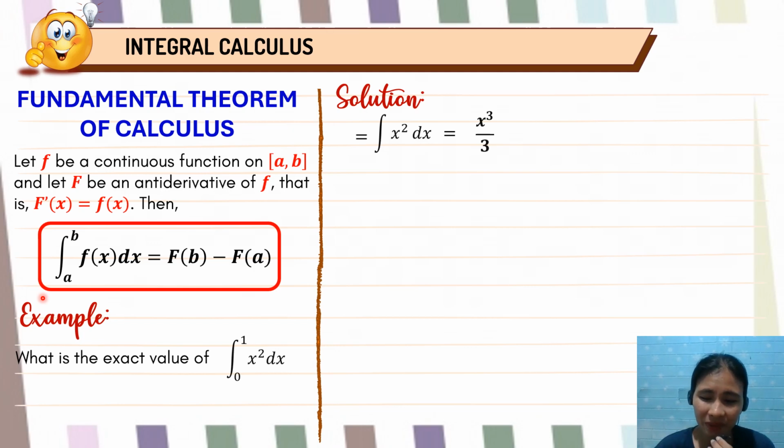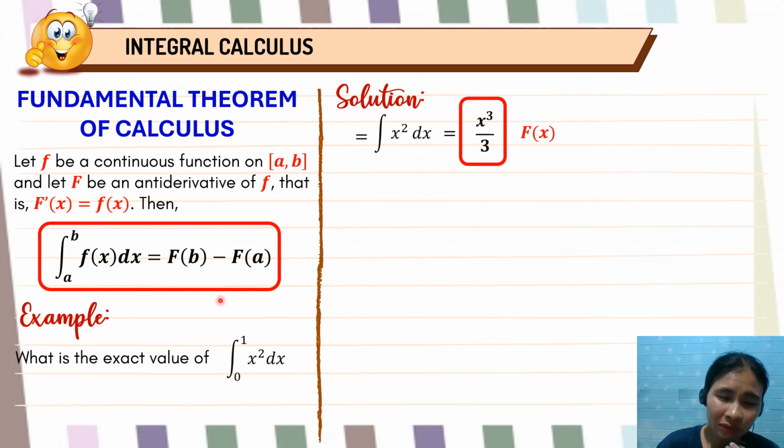Now, there is already a process. Please watch my other video on finding the antiderivative of polynomial functions. It is just adding 1 to the exponent and then dividing by the new exponent. Since 2 plus 1 is 3, the new exponent of x is 3, and that also becomes the denominator of our expression. So x cubed over 3 is our antiderivative of x squared.